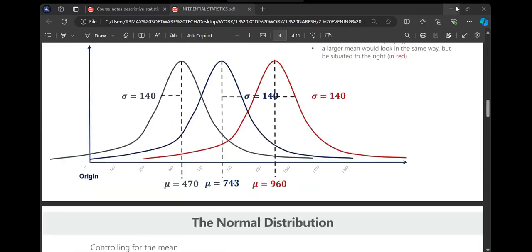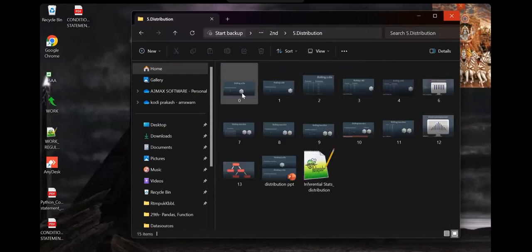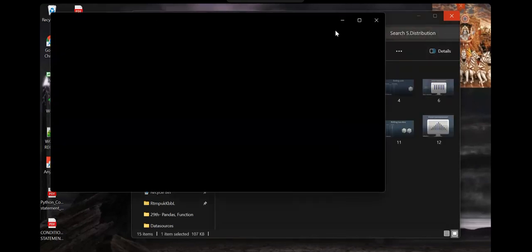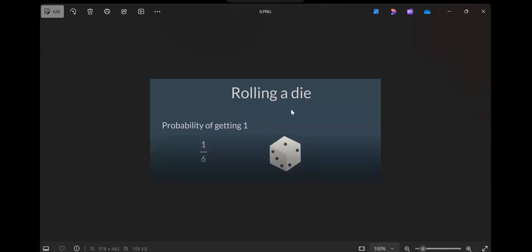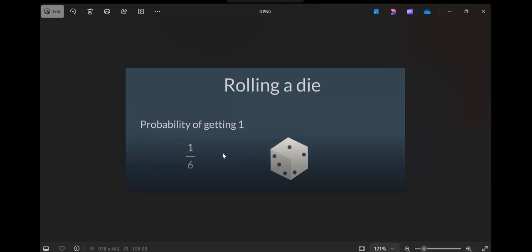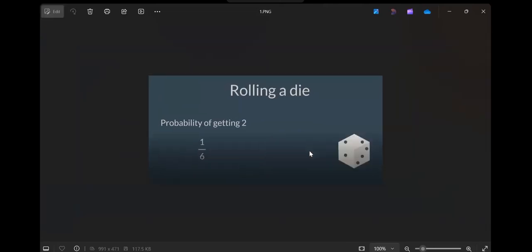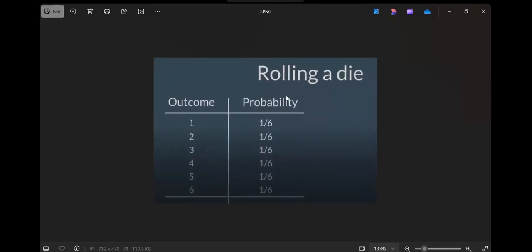But before that, I want to open it in distributions. Okay, roll a die. The probability of getting one is what? 1/6, right? Listen to me. Getting two, 1/6, isn't it? Getting three, can we get these probabilities? Okay. Now, there is a question.